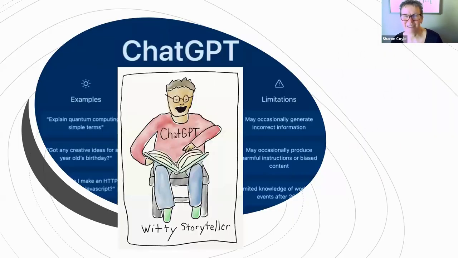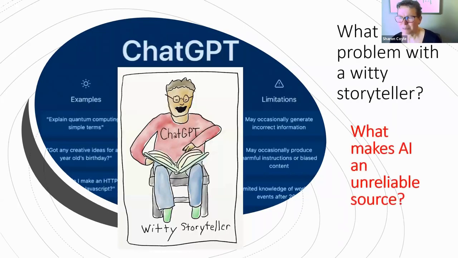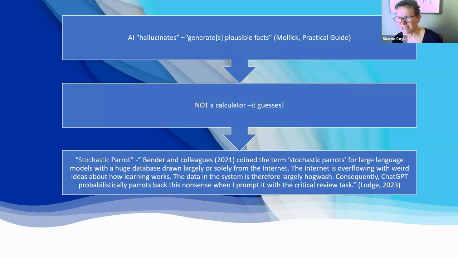So, all right, new section. What is the problem with a witty storyteller? What makes AI an unreliable source? Because remember, this community of practice is called Supporting Source Savvy Students, and this webinar is called Is AI a Valid Source? So we're really focusing on this. Can you go use information from ChatGPT and be confident about what you're getting? So the basic answer is no.